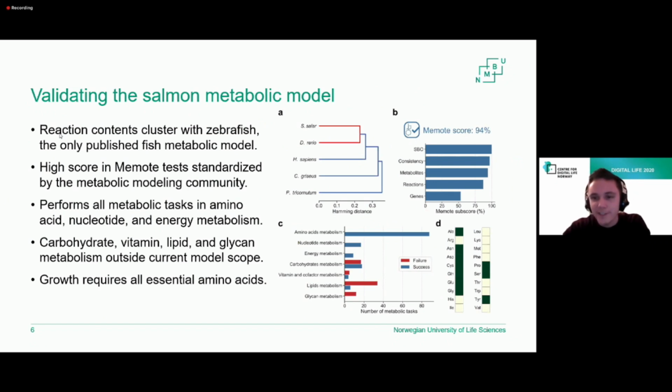And finally, we tested the ability of the model to actually perform a large collection of metabolic tasks. And we found that it performed all tasks within the current scope of the model, so all tasks in amino acid, nucleotide, and energy metabolism. And notably, all amino acids that are known to be essential for salmon are also required to achieve growth in the model.